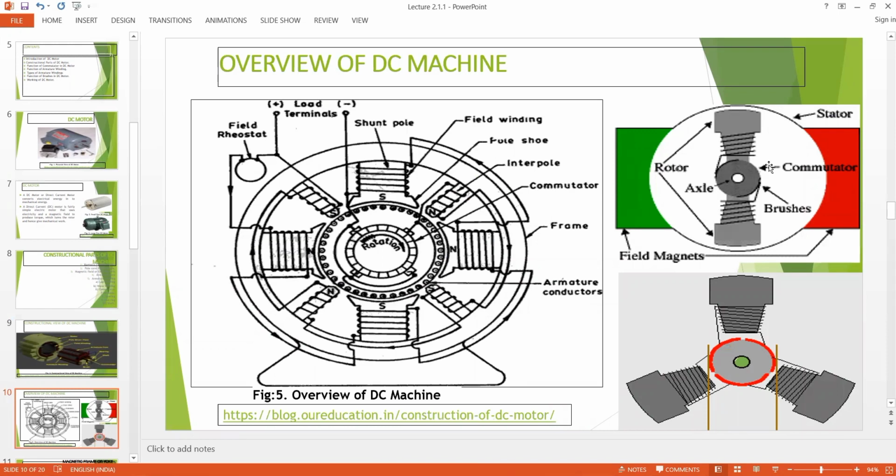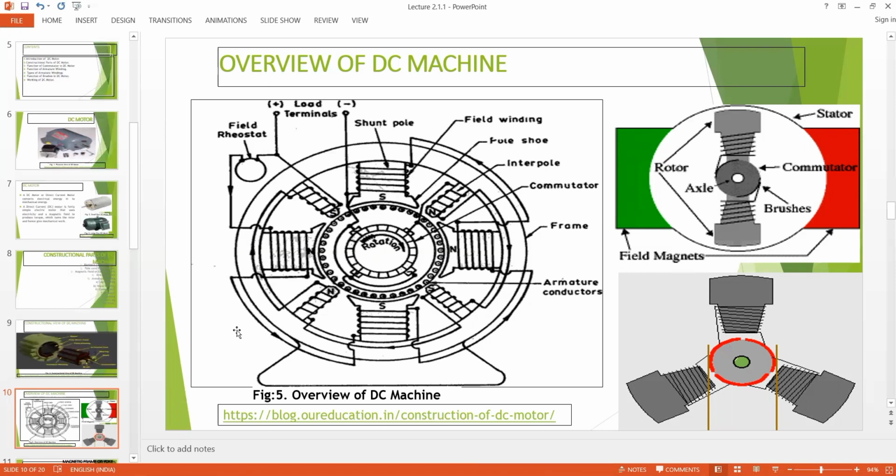Now you can see we are having a stator. In the stator, we will have brushes with a commutator, because whenever AC and DC are converted, AC to DC or DC to AC, there would be sparking. For this, we require brushes. Axle is a rotating part, and we are having a rotor on both sides. As you can see, the field magnets are being placed. Now, if I talk about the overview, you can see there is a rotation, the field rheostat with which we can change the value of resistance of the field winding.